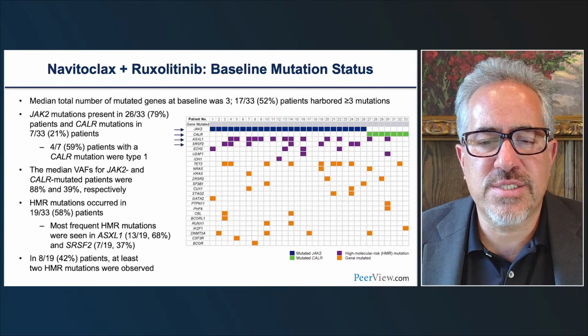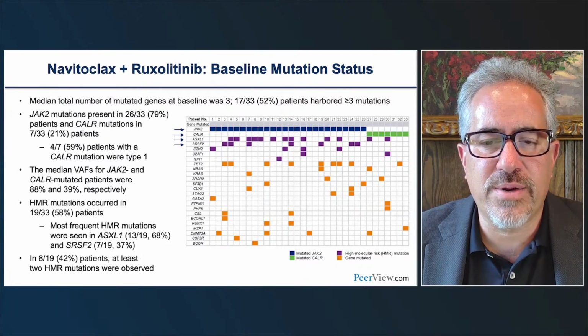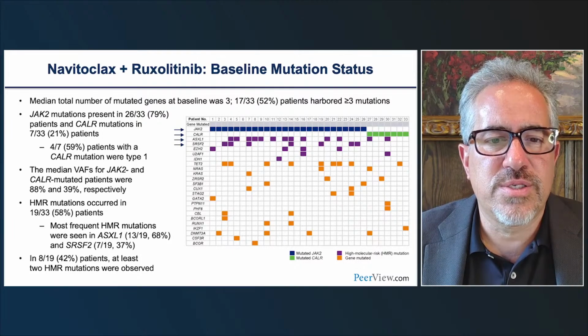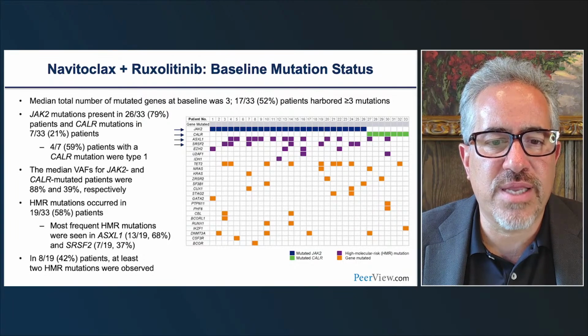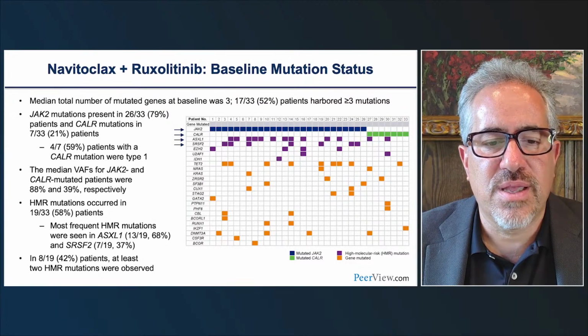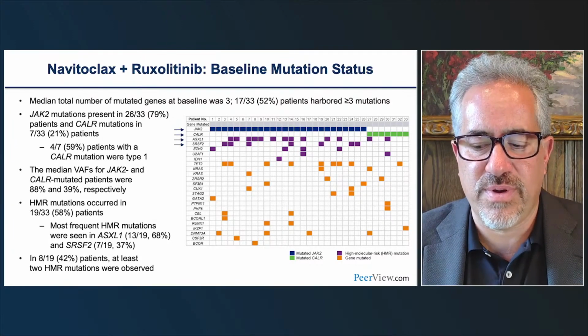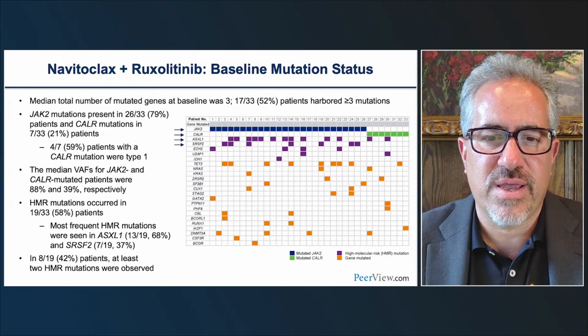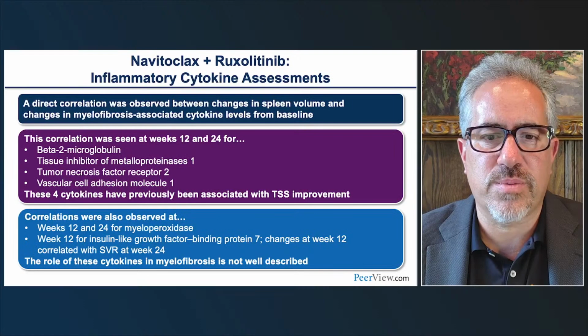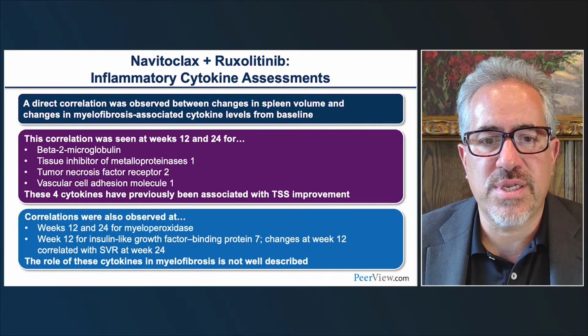Now, the baseline mutation status for these individuals going on clinical trials did lean fairly heavily toward higher risk situations. 52% had 3 or more mutations. You see the JAK2 mutations present in 79%. You see the high variant allele frequencies. You see that high molecular risk mutations were in 58% of patients, including many with ASXL1 or SRSF2 mutations. So this was a fairly aggressive disease in this group of individuals that were enrolled. That being said, benefits were seen.